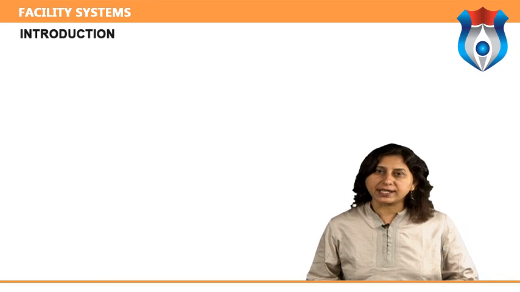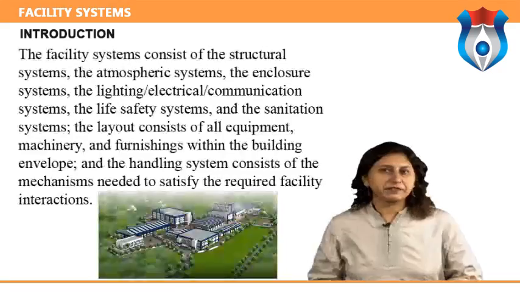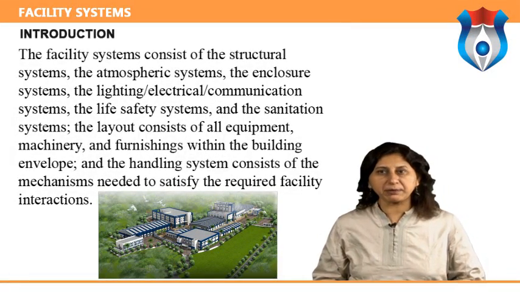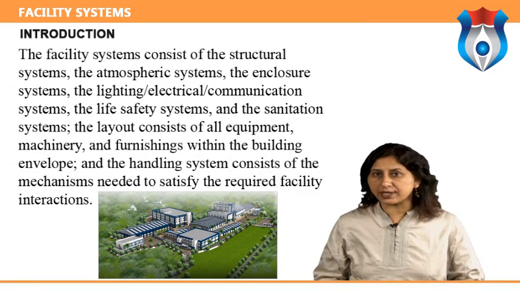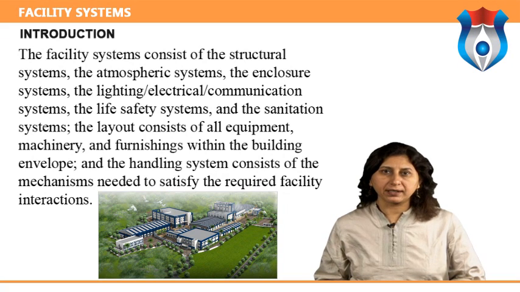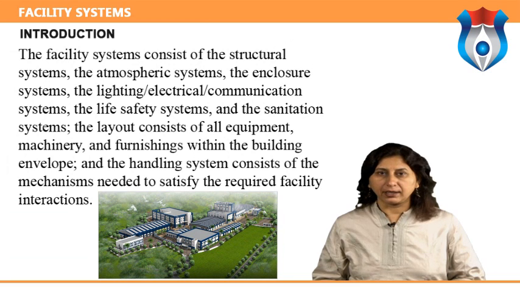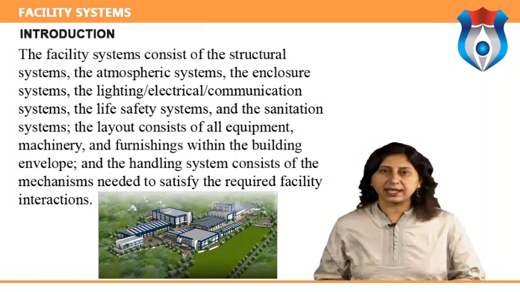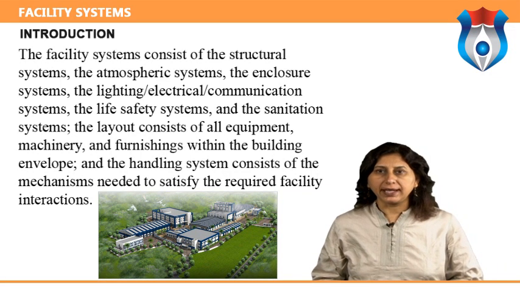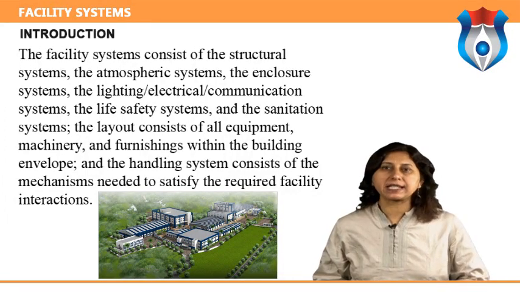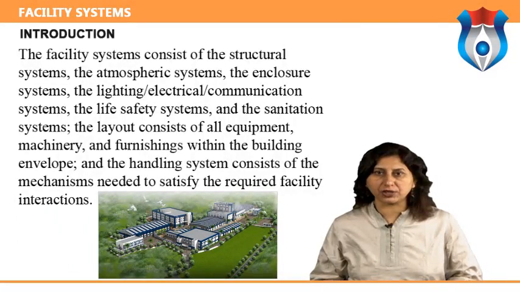Let's start with the concept of facility system. The facility systems consist of the structural systems, the atmospheric systems, the enclosure systems, the lighting, electrical and communication systems, the life safety systems, and the sanitation systems. The layout consists of all equipment, machinery and furnishings within the building envelope, and the handling system consists of the mechanisms needed to satisfy the required facility interactions.